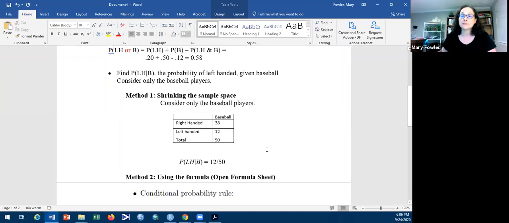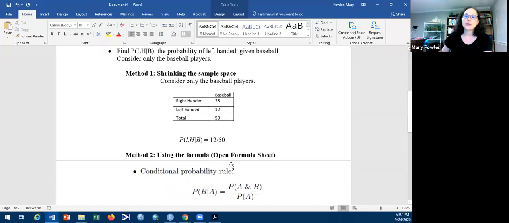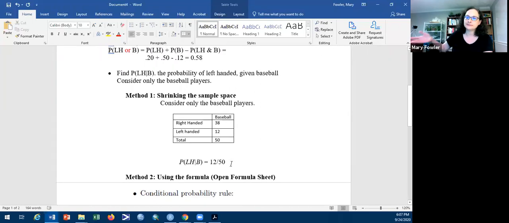Whatever the conditional event is, whatever information it gives you, it leads you to a smaller sample space. In this case, we want to know the probability of left-handed given baseball. We see there are 12 left-handed baseball players over 50 baseball players. So that's one method. It's very intuitive. You just ignore the column that you know didn't occur and think about what you see that's left.